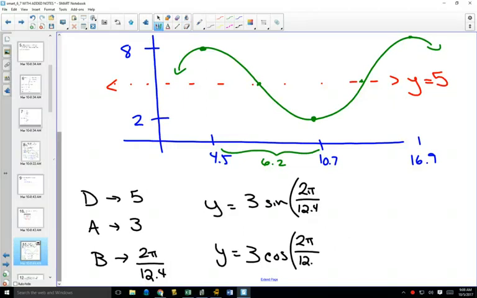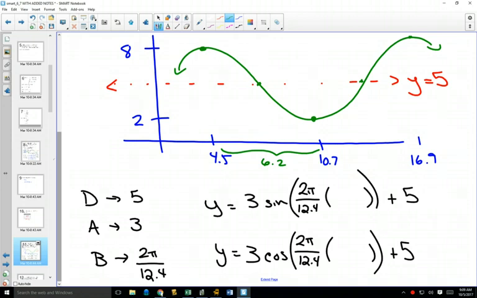That would stay the same for both of them. Leave some space for our phase shift, and our center line is plus 5 for both of them. So again, the d, the a, and the b stay the same no matter which graph you're using. Now, the only changes you can make is to decide where my phase shift is, and sometimes you might add a negative in front of your a value if you wanted to start at a minimum instead of a maximum. So where does a sine graph start?